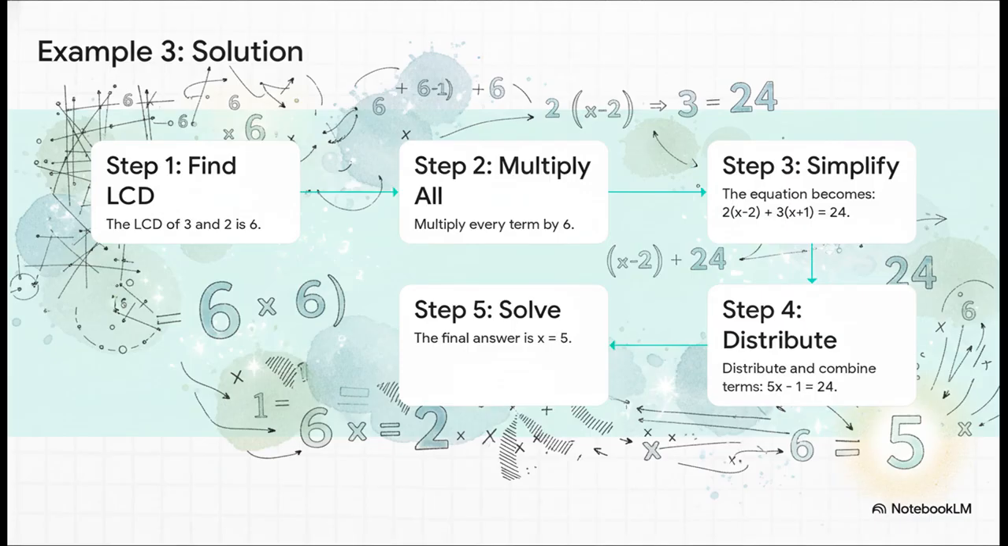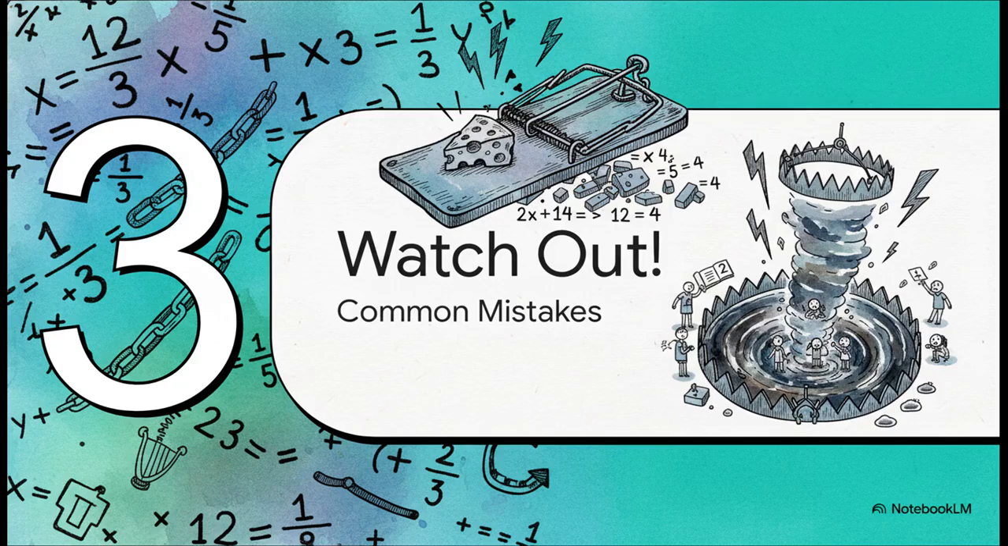Now really pay close attention to what happens in step 3. When we multiply that first term by 6, it simplifies down to 2 times the entire group x minus 2. The second term becomes 3 times the group x plus 1, and of course, we can't forget the 4 on the other side. That becomes 24. Now we just use the distributive property, combine our like terms, and solve it out to get our final answer, x equals 5.